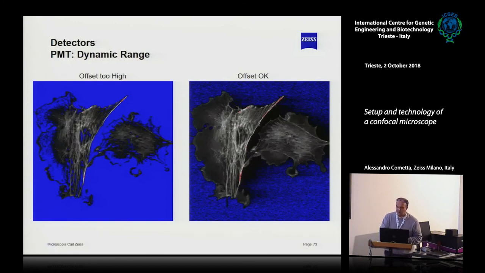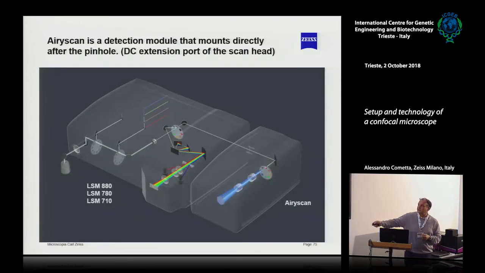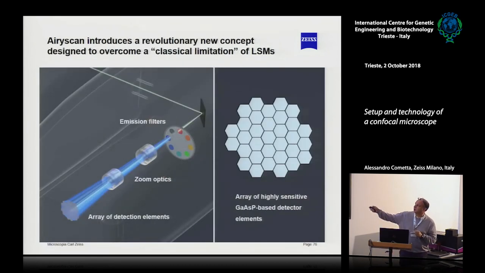Okay, still 5 minutes. I want to show you one of the advantages that we have on the system downstairs. It's a kind of super resolution. It's called AeriScan. It's a different way to work with the pinhole. The system we have downstairs, this is the scanning head. Instead of acquiring the sample, going through the pinhole and going inside the spectral detection, I can select a different detection system where the pinhole is open. This means that you have much more light, but as you know, this means that you reduce the capability of optical sectioning. In this case, what Zeiss is doing is acquiring all the information.